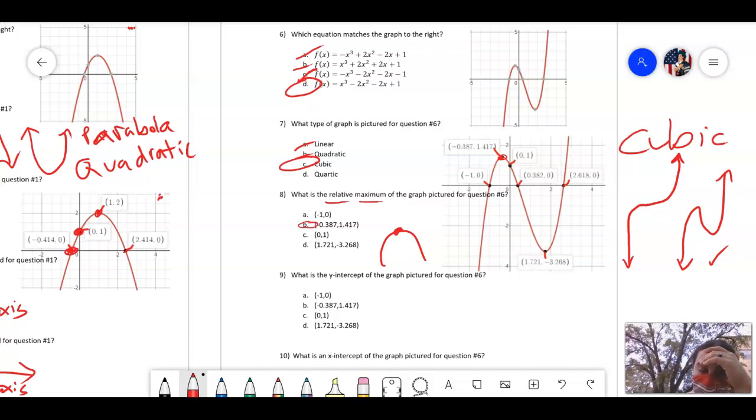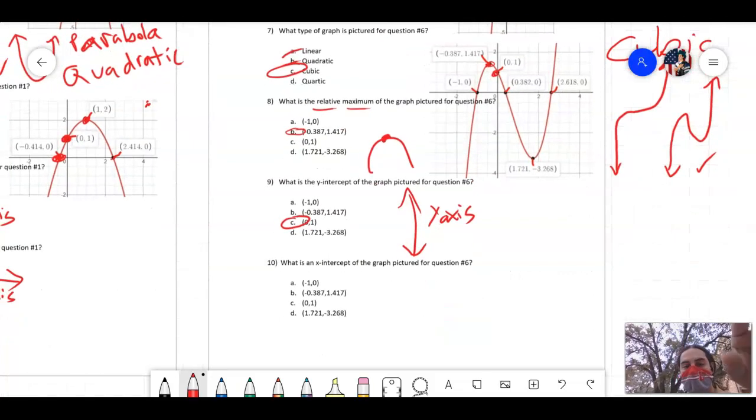All right. Now remember, y-intercept, where does it cross the vertical y-axis? So if I look at my y-axis, I come up here, I see it crosses at 0, comma 1. Perfect. Last but not least, an x-intercept. Remember, x-axis is left to right. So where does it cross this x-axis? Well, I see we have one at right here, negative 1, comma 0.